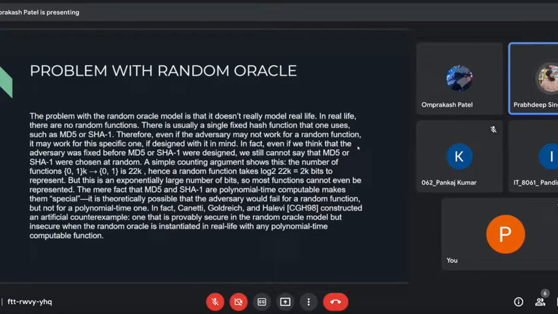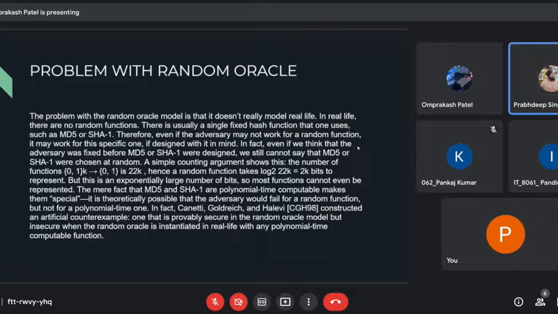A simple counting argument shows this: the number of functions from the set {0,1}^k to the set {0,1} is 2^(2^k). Hence, a random function takes log base 2 of 2^(2^k), which is 2^k bits, to represent. But this is an exponentially large number of bits, so most functions cannot even be represented. The mere fact that MD5 and SHA1 are polynomial time computable makes them special. It is theoretically possible that the adversary would fail for a random function but not for a polynomial time one.